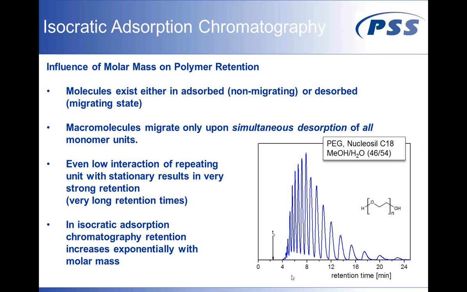As an example, we have shown here on the right-hand side the separation of polyethylene glycols on a C18 column, and you see you have different oligomers that you can separate. But as you can also see, the distance between two successive peaks becomes larger and larger. And if you go to higher and higher molar mass, then of course you will end up with quite long retention times.